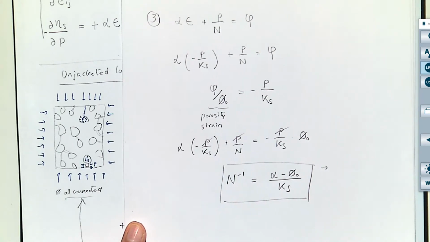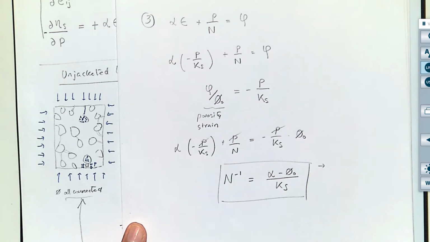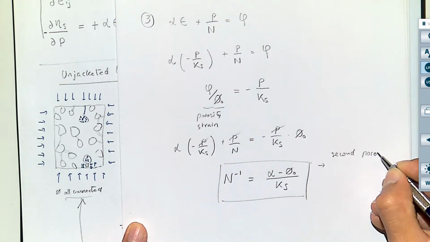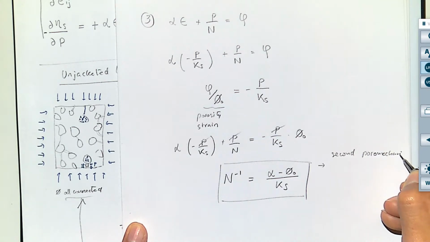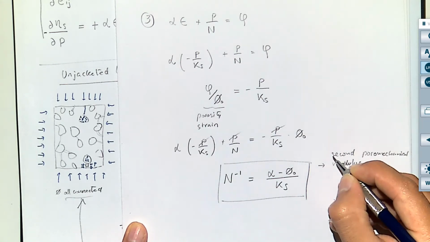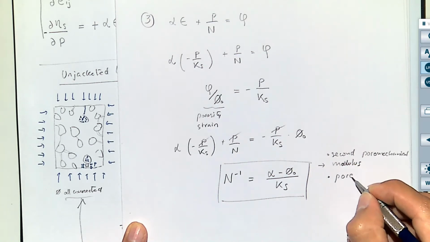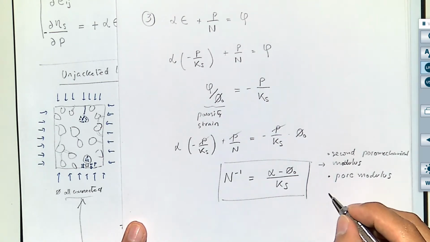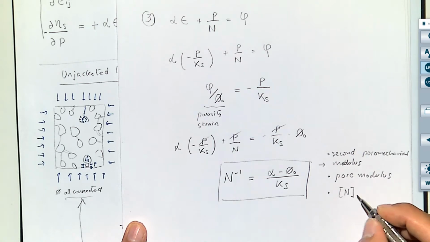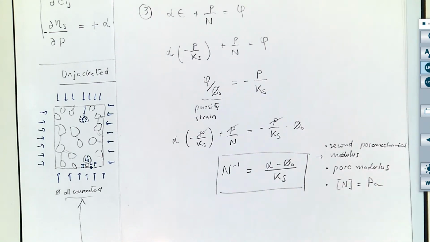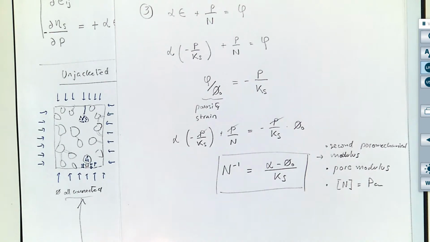Which we said was called the poroelastic modulus, or sometimes more precisely a second poromechanical modulus, sometimes simply pore modulus. And notice that it has the units of pressure, so Pascal, megapascal. Is n going to be a positive value or a negative value?